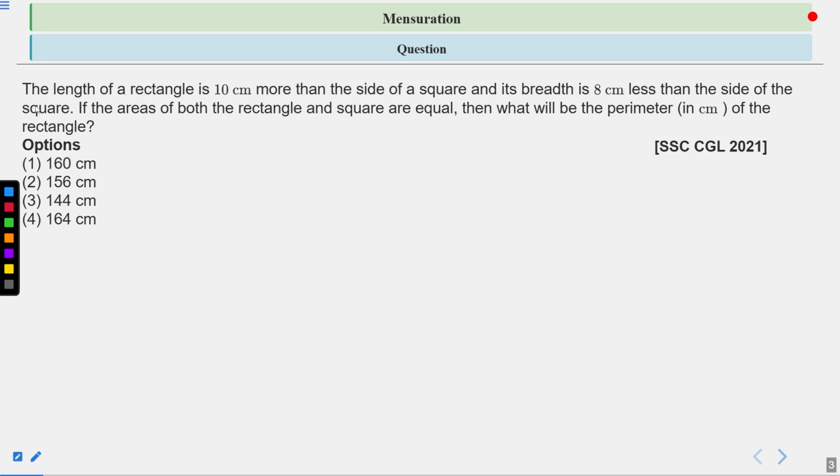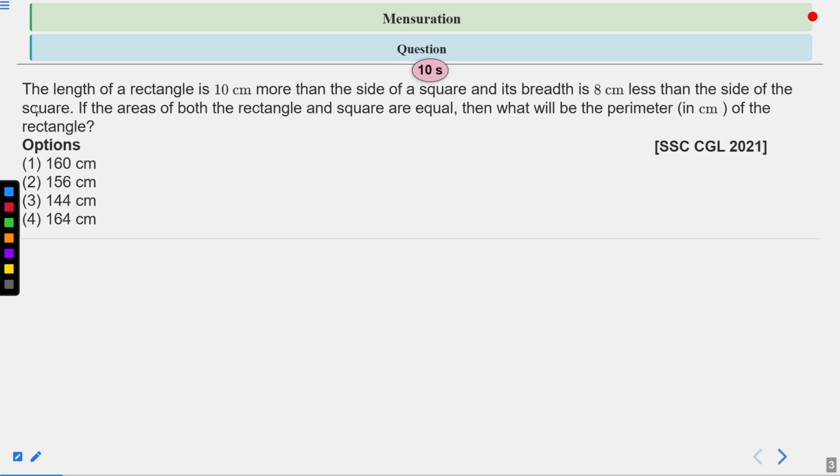Now see the question. The length of a rectangle is 10 cm more than the side of a square and its breadth is 8 cm less than the side of the square. If the areas of both the rectangle and square are equal, then what will be the perimeter of the rectangle? This question was asked in the SSC CGL 2021 exam. There are four options: 160 centimeter, 156 centimeter, 144 centimeter, and 164 centimeter.